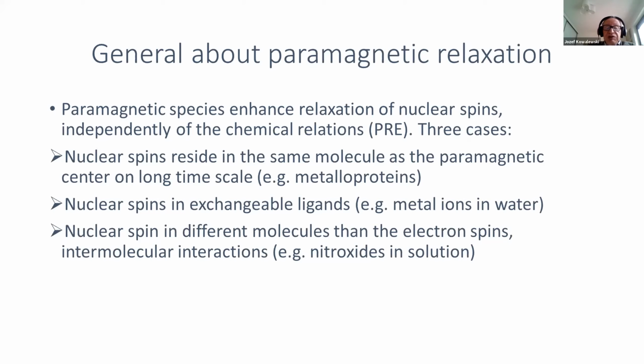We can have the nuclear spin residing in the same molecule as a paramagnetic center on a long time scale, and this might be the case, for example, for metalloproteins. We can have a situation where nuclear spins are in ligands which exchange rapidly. For example, metal ions in water, the water molecules exchange rapidly. And then we can have a situation where we have a nuclear spin in a different molecule than the electron spin, and we have only relatively weak intermolecular interactions. And this might be the case if we look at nitroxide in organic solvents.